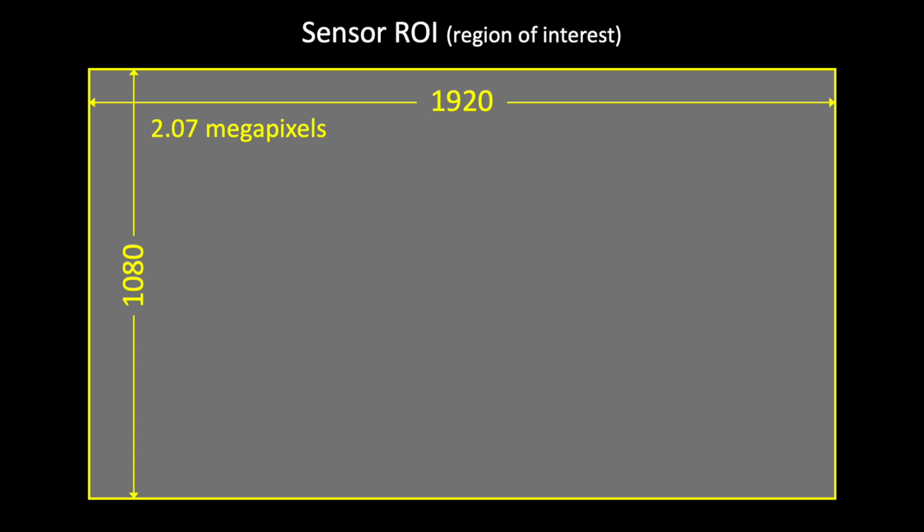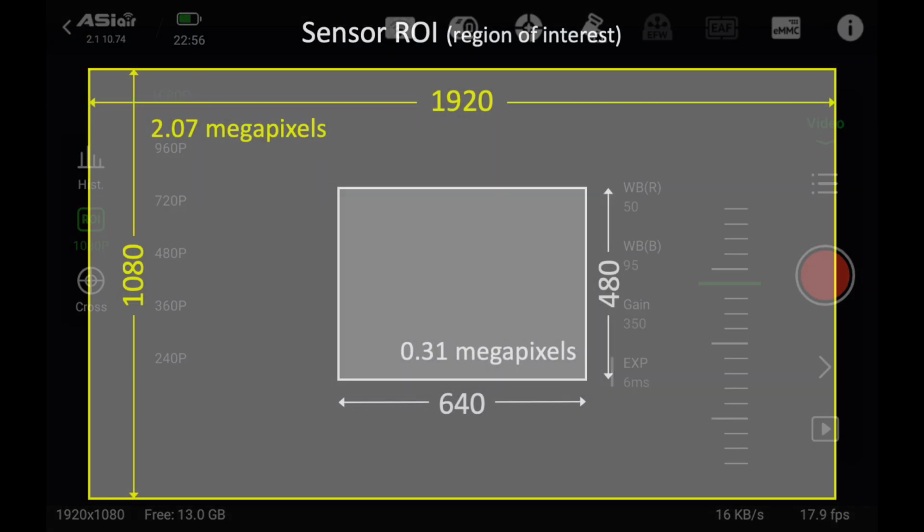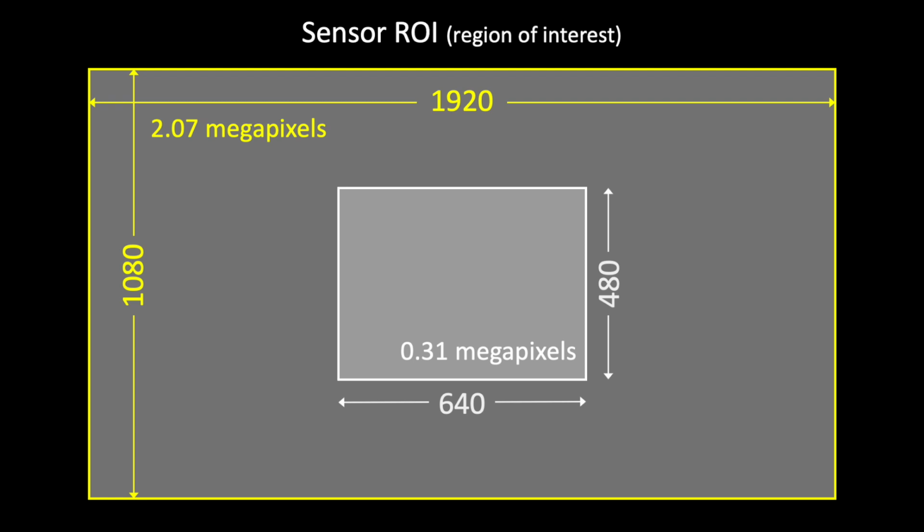There are several ROI levels for ZWO cameras. These include ROI settings of 1080, 960, 720, 480, 360, and 240p. The smaller the number, the smaller the field of view. For instance, on this slide, inside the 1080p box is shown the 480p sensor ROI. It occupies about 1/6 to 1/7 of the sensor area of the 1080p setting. So with this 480p setting, we are zooming in on the target, in the digital sense.